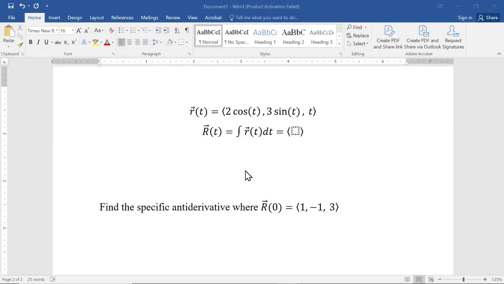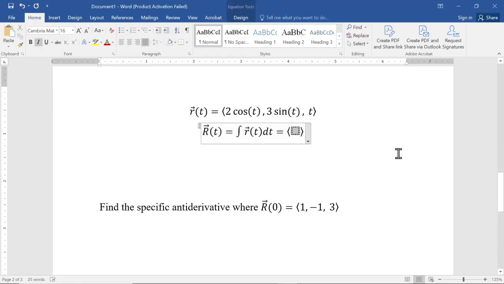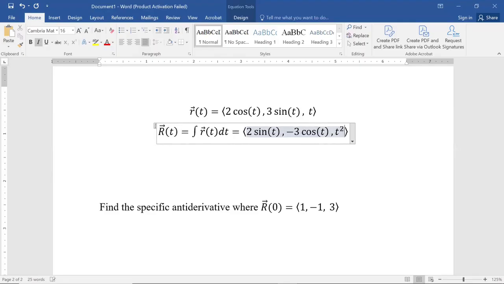Okay, so first let's integrate our function. To do an integration of the function, I do integration of the components. So I integrate 2 cosine of t. The antiderivative of 2 cosine of t is 2 times sine of t. That is positive 2 sine of t when I take the antiderivative. When I take the antiderivative of 3 sine of t, I end up with -3 times cosine of t. And when I take the antiderivative of t, I get t squared divided by 2.